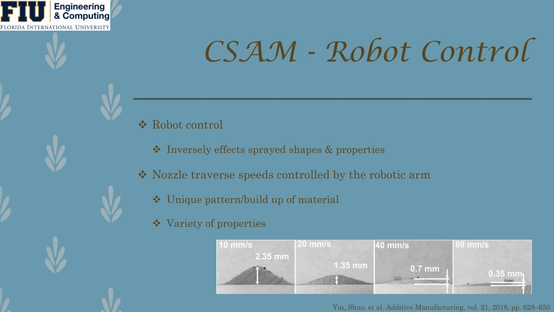This robotic control inversely affects the outcome shapes and properties of the shapes due to the nozzle's traverse speeds. As shown through the figure, while going very slow at 10 millimeters per second, we have a very great deposition amount. On the other hand, while moving very fast at 80 millimeters per second, we see a very thin deposition.